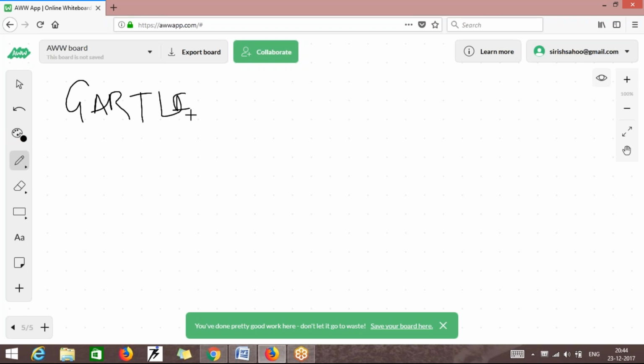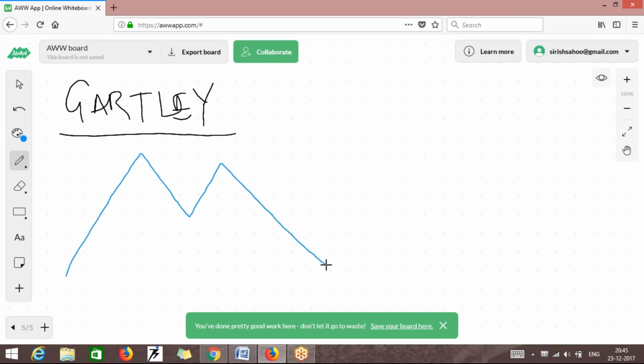Gartley is a pattern. There are two kinds of Gartleys, bearish and bullish. In this you can see a price pattern like this. Here it's X, A, B, C, D. If we join this, I will also tell you how to draw this in TradingView.